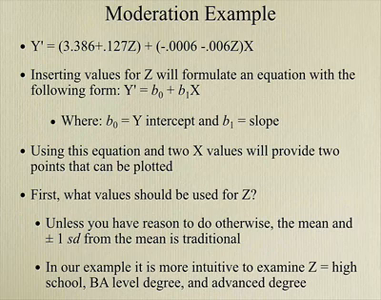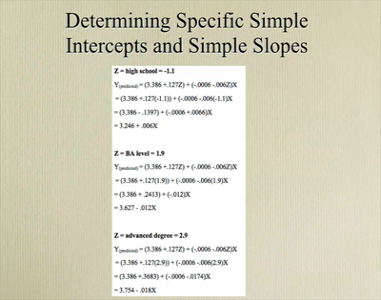In our case, it seemed to make more sense, it was more intuitive anyway, to examine z where the person has a high school degree only, and where they have a BA or BS degree, some kind of 4-year degree, and then advanced degree. You could set it at different values if you wanted to, but this is what made the most sense to me.